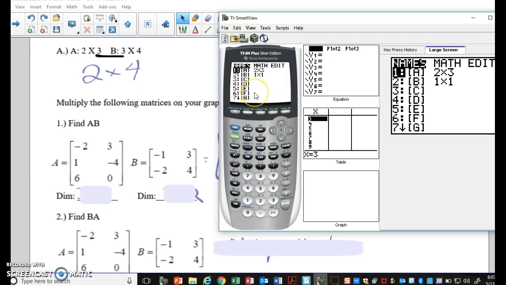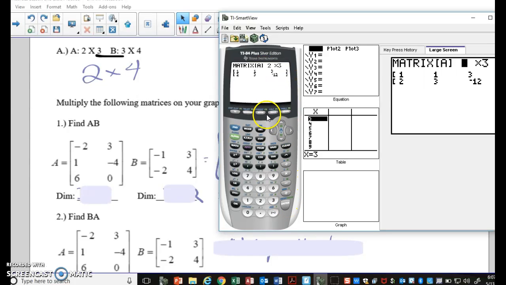Kind of like what we do for stat edit, we're going to edit our matrix. So we're going to go over to edit and press enter. And we're going to start entering in our matrix A. So we're going to enter in this matrix. First you have to give the dimensions. Remember it's rows by columns. So this is a 3 by 2. Enter. Now you're going to enter in the correct values.